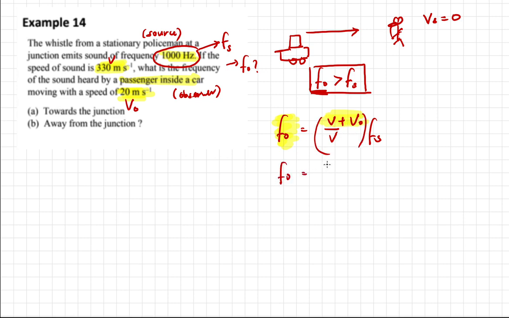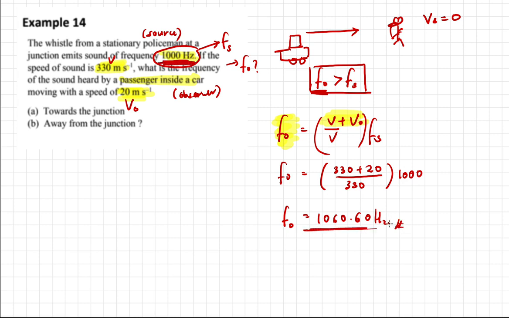So F0 equals V, which is 330, plus V of the observer, the speed of the observer, which is 20 meters per second, divided by another speed, which is 330, multiplied by the frequency of the source, which is 1000 Hz. So the frequency of the observer is going to equal 1060.60 Hz. Again, we double check our answer. We know the frequency should have increased, from 1000 to 1060.60 Hz. So this one is for the first case, when the observer is moving towards the source.